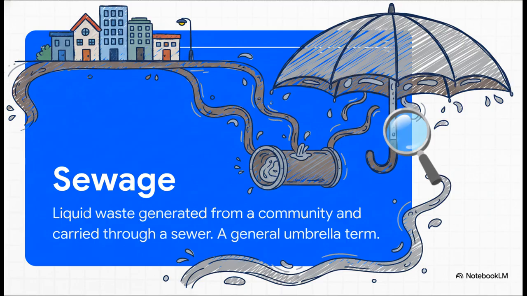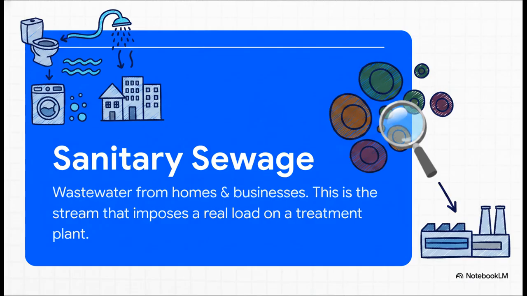It's our starting point. Okay, now let's get more specific. We've got what's called sanitary sewage. This is all the wastewater we create inside our buildings from our toilets, showers, kitchens, washing machines. And here's the key thing to remember. This is the stuff that puts a real load on a treatment plant because it's filled with all the organic gunk and pathogens that have to be carefully treated and removed.